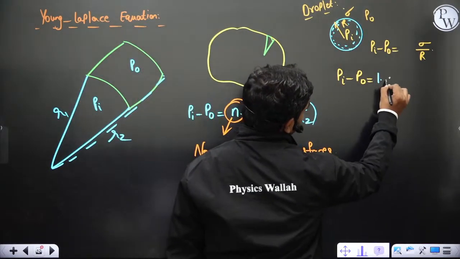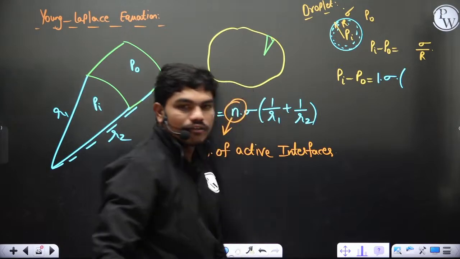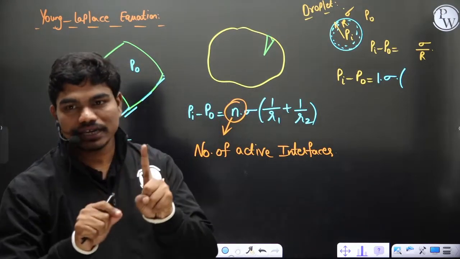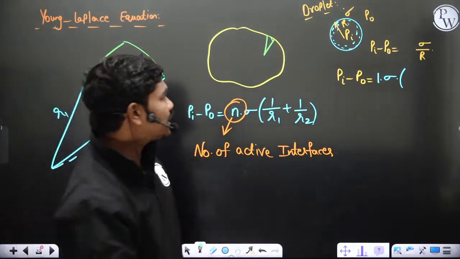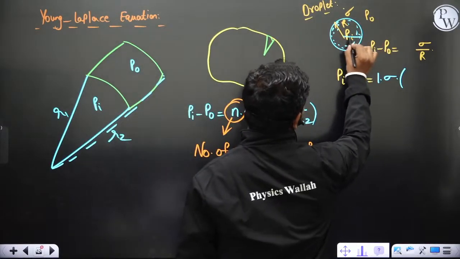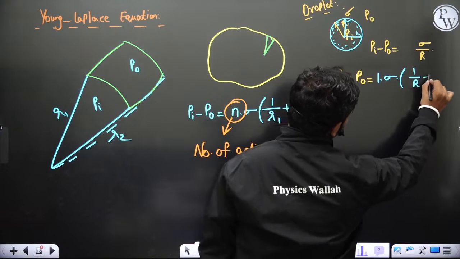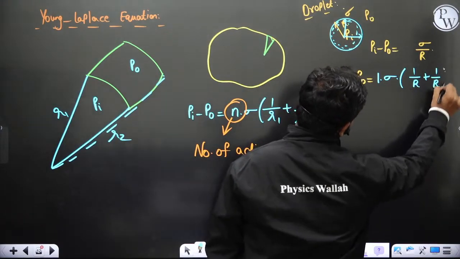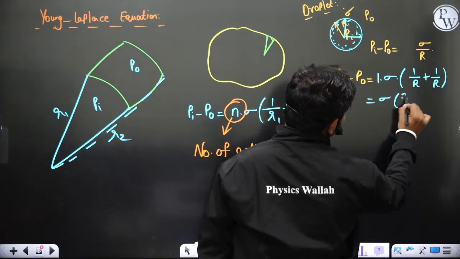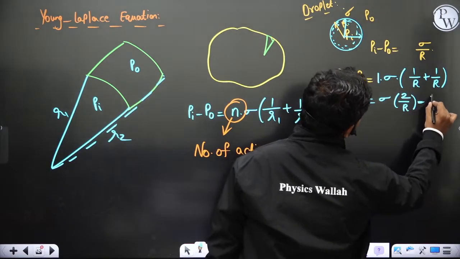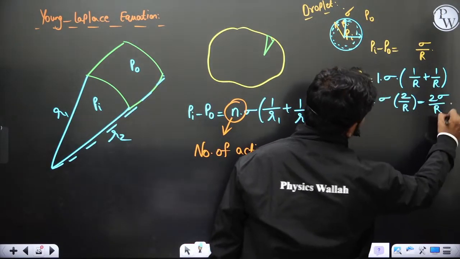1 into sigma into... now you take the radii of curvature in 2 different directions. Let us suppose I'm going in one direction and then in another direction; in both directions the radius of curvature is only r. So this is sigma into 2 by r. So this is 2 sigma by r, obviously.